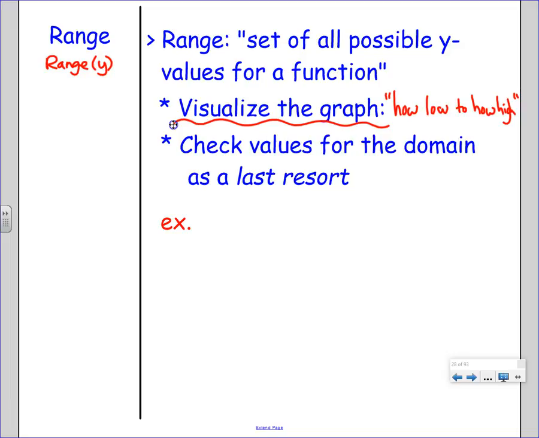Range, when you multiply, when you divide, when you add, when you subtract, it will affect the y's coming out. So everything that's present in a function that might not affect domain does affect range.